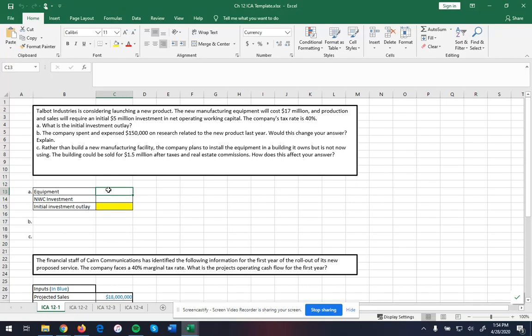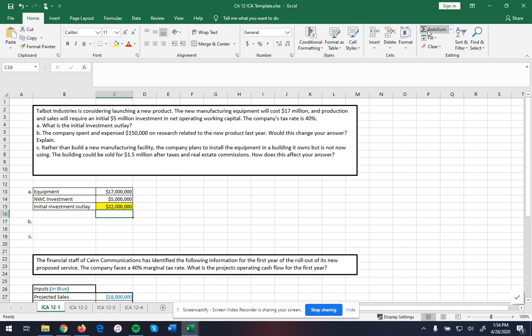Well, we know the equipment is going to cost $17 million. And they also have to lay out $5 million in net working capital, basically raw material stuff for operations. Okay, so you can do your auto sum for those two. So our initial investment outlay is going to be $22 million for this.